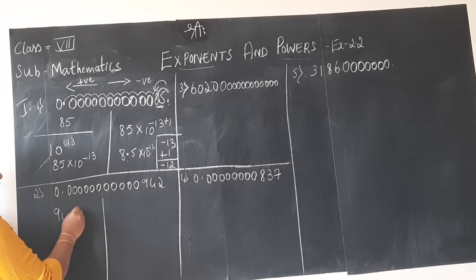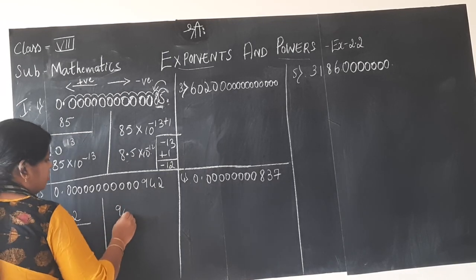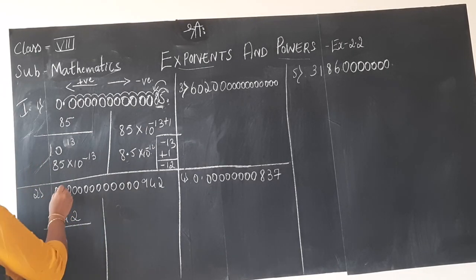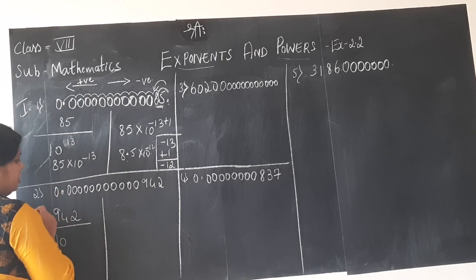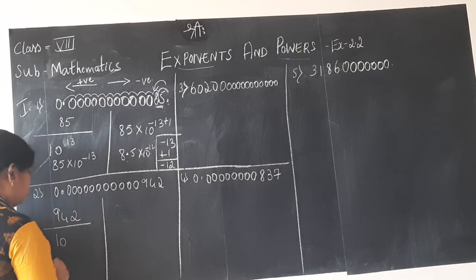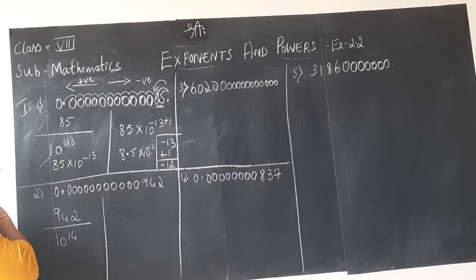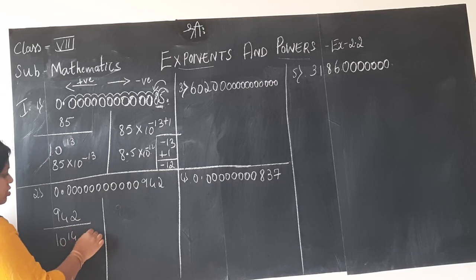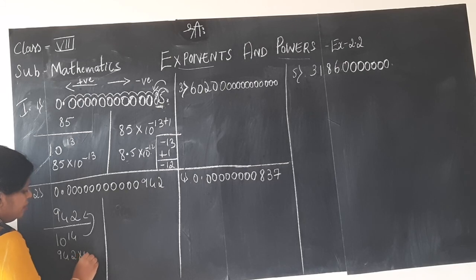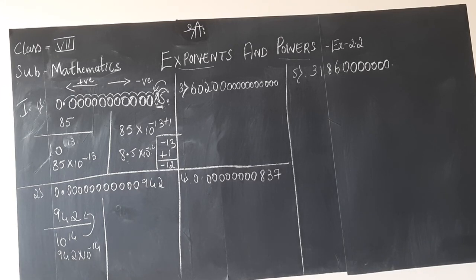The digits 942 we will write divided by 10 to the power. Here also, I don't want this, I will teach later. Now 942 by 10 to the power, we should count how many digits are there after the decimal point. Let us count: 1 2 3 4 5 6 7 8 9 10 11 12 13 14. 10 to the power 14. Now, 10 to the power plus 14, if I take it to the numerator, it is 942 into 10 to the power minus 14, the standard form of this, isn't it?